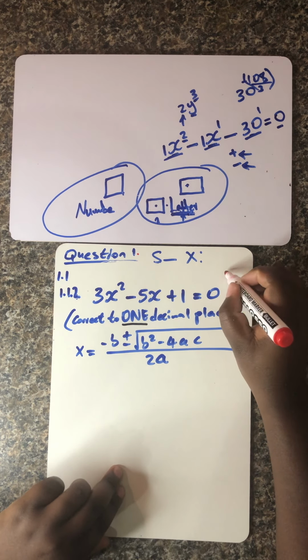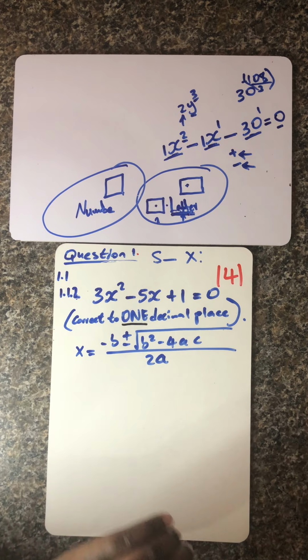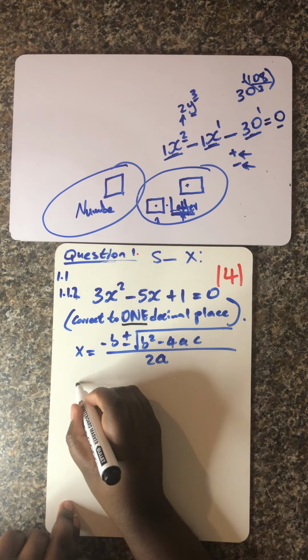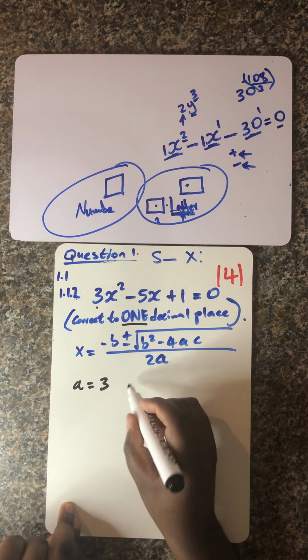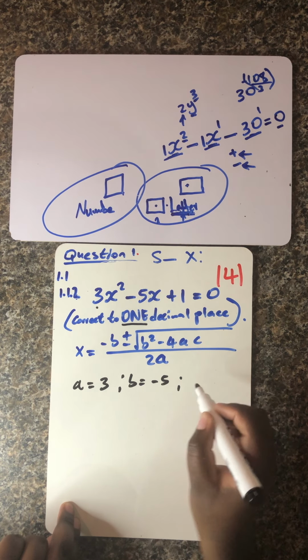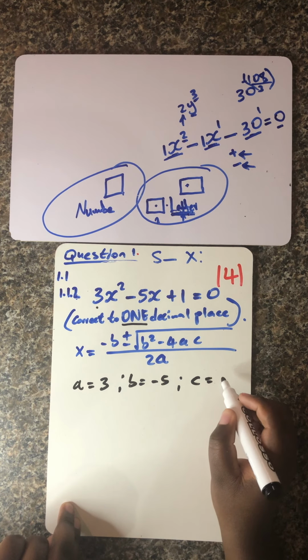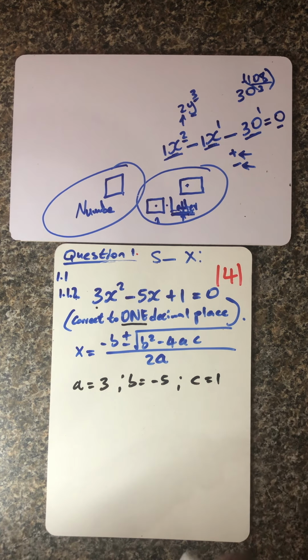Okay, so let's just substitute. But most importantly, you can just say your A is equal to 3 over there. Okay, and then your B is equal to -5, and your C is equal to +1. Very, very important, ladies and gentlemen. Can we now substitute, guys?